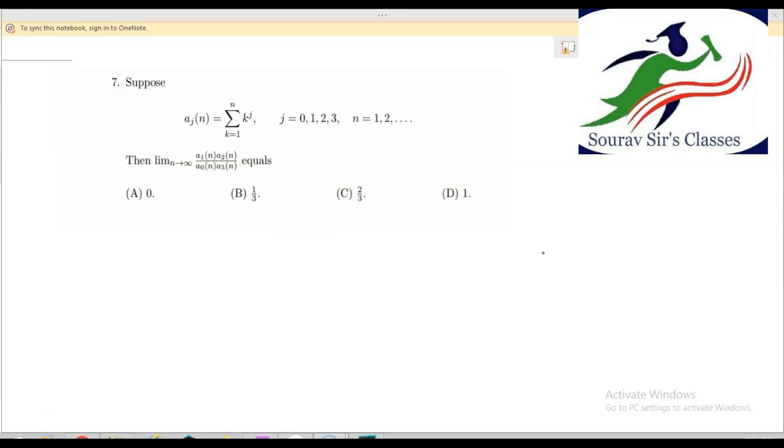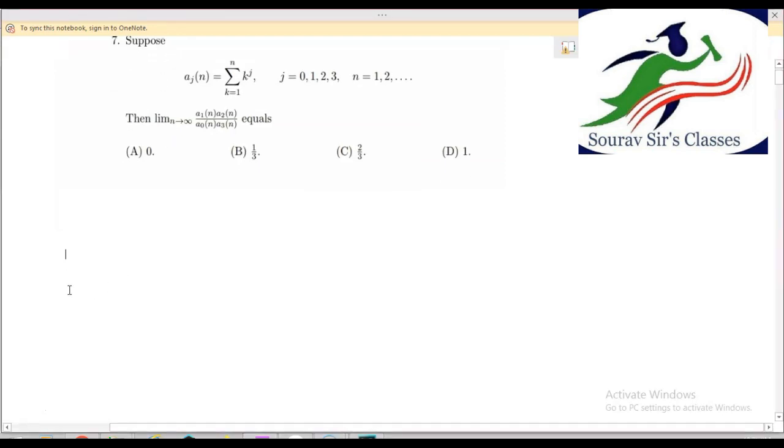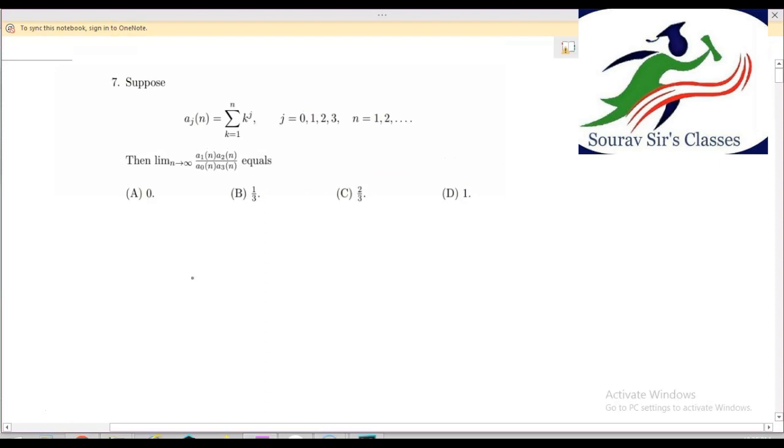So let us solve question number 7, which says that a j n equals summation k equal to 1 to n of k to the power j, where j equals 0, 1, 2, 3 and n equals 1, 2, 3, and so on. Then we have to find out the limit as n tends to infinity of a1n, a2n by a0n and a3n. First of all, observe what is ajn. Let us start the solution.